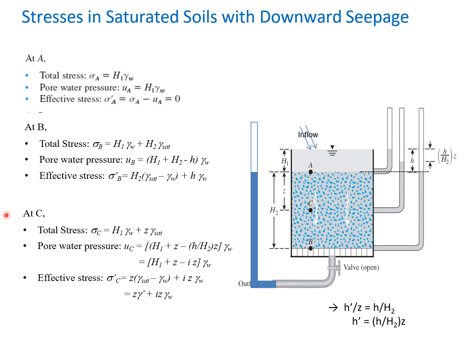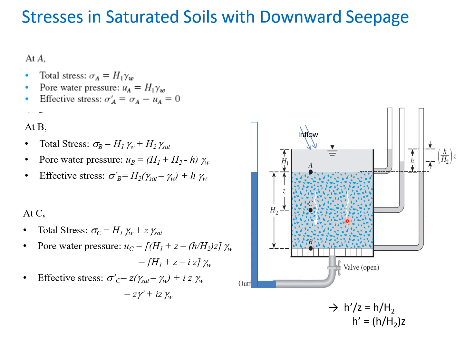Okay, now look at the case: stresses in saturated soils with downward seepage. Now in this, the same model, but we are having downward seepage. Look at the direction of seepage. So you can see here the maximum level of water is over here because the seepage is taking place from A to B. Then we have the minimum level over here, that is corresponding to point B.